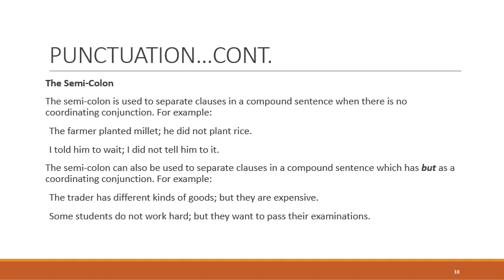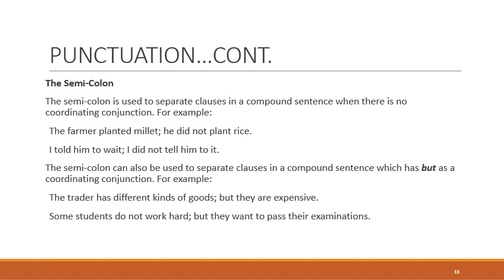Okay, the semicolon. We said this is used to separate clauses in a compound sentence when there is no coordinating conjunction. Okay, for example: the farmer planted millet; he did not plant rice. I told him to wait; I did not tell him to eat.